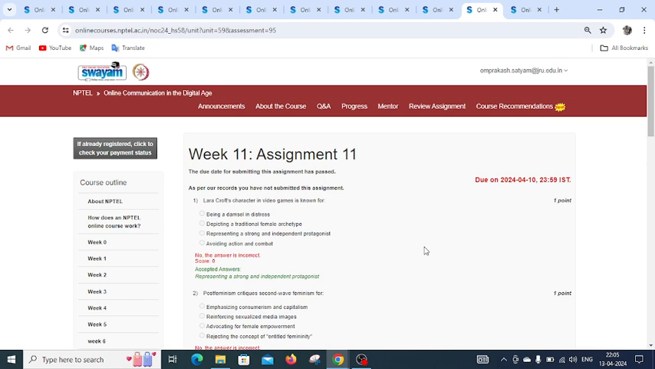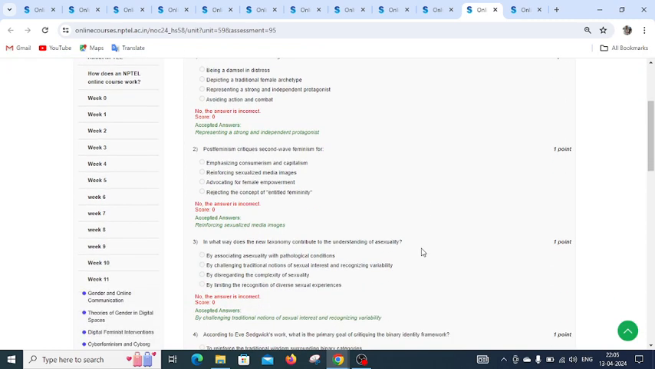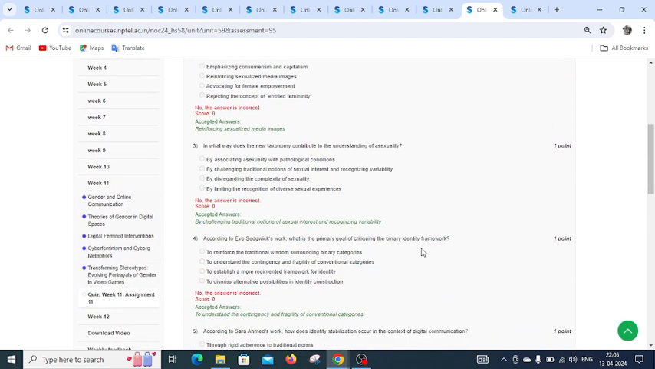The Lara Croft character in video games is known for representing a strong independent protagonist. Post-feminism critiques second wave feminism for reinforcing sexualized media images. How does the new taxonomy contribute to the understanding of asexuality? By challenging traditional notions of sexual interest and recognizing variability.